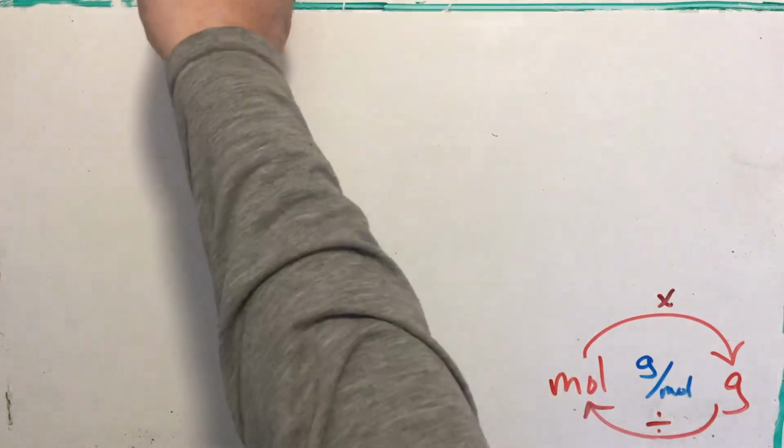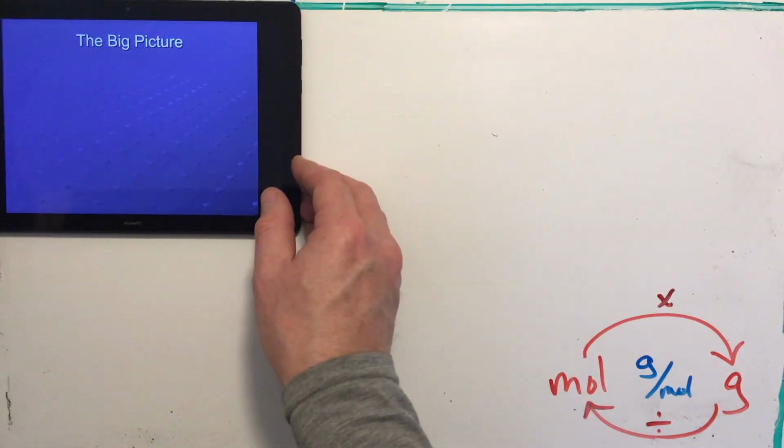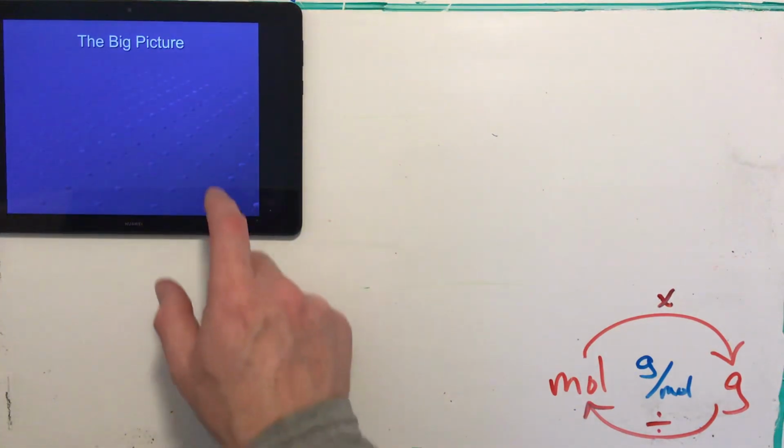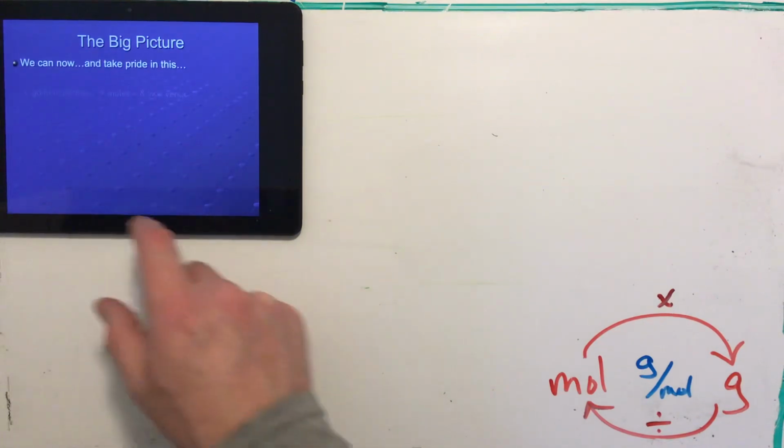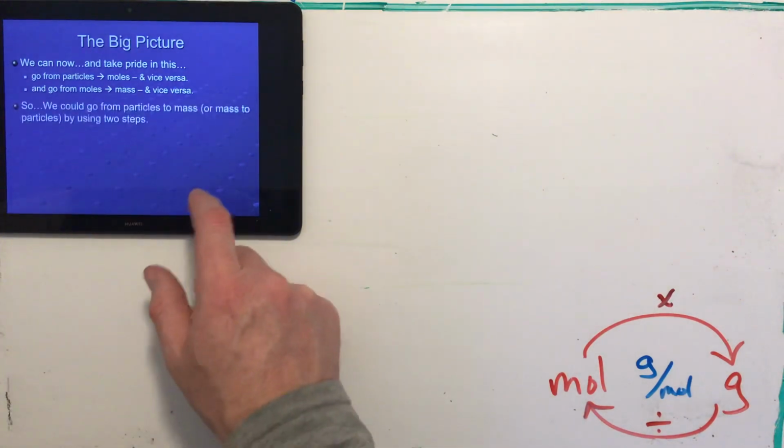All right, I'm going to bring this back down really quickly, throw this in here. The big picture, this is pretty important. So, you can take pride in this. So now we know how to go from particles to moles and vice versa. We learned that yesterday, particles to moles. And today we can go from moles to mass. So now, because they both have moles in them, I can do this.